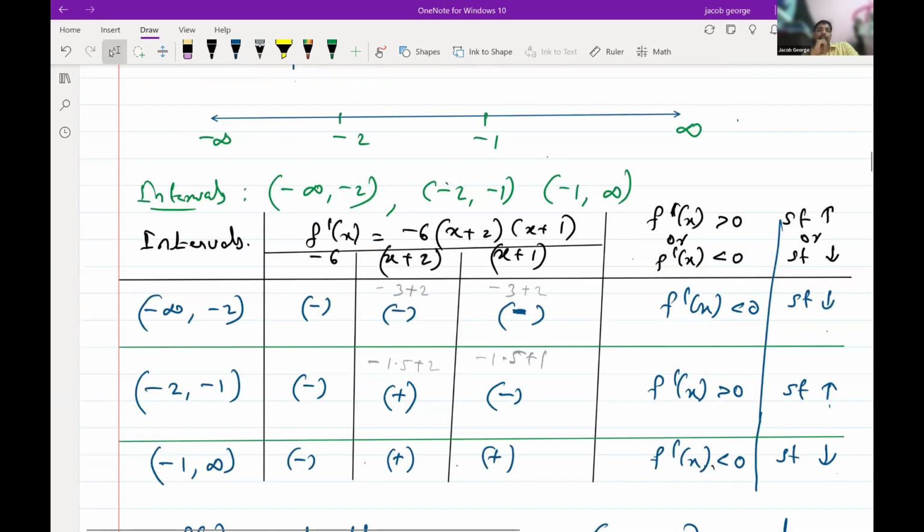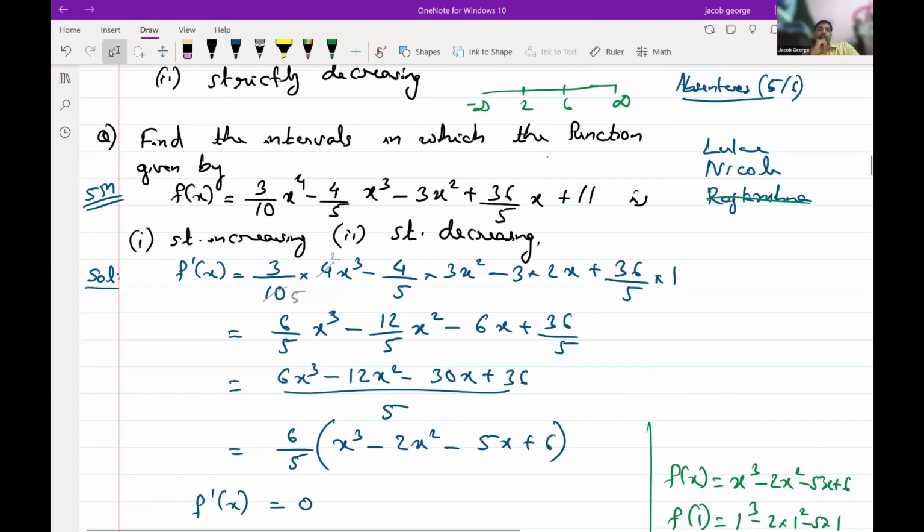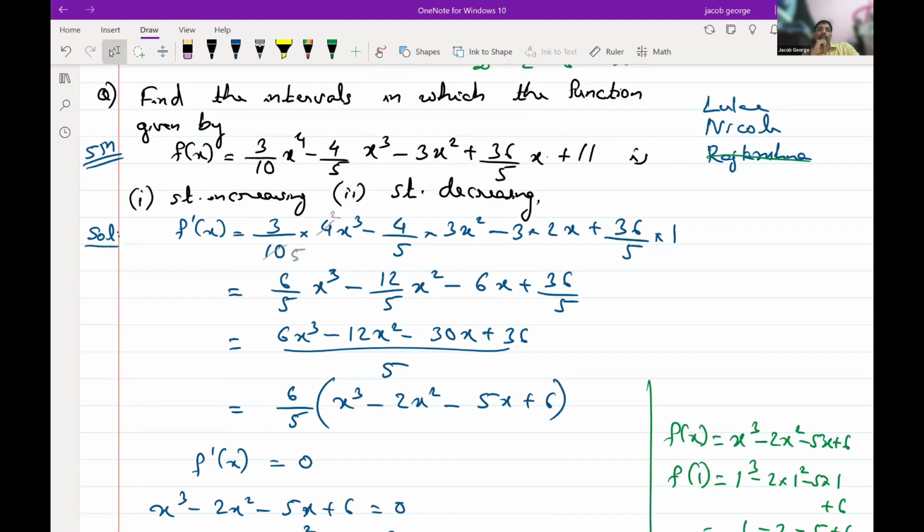Here. This is a solved example in the miscellaneous part, very important. f of x is 3 by 10 x raised to 4 minus 4 by 5 x cube minus 3x square plus 36 by 5 x, find the intervals where f is strictly increasing or strictly decreasing. We found f dash x. You can see the calculation.